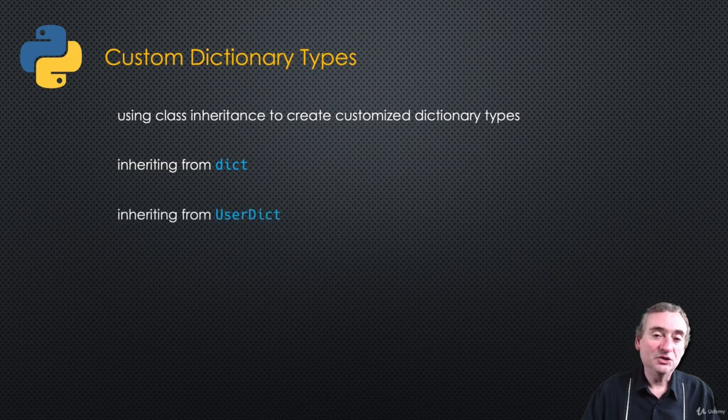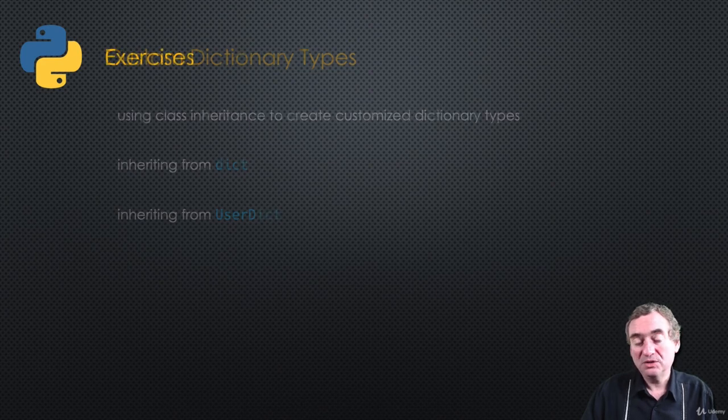Now, I will then go on to show you why inheriting from UserDict is probably preferable. It probably will work the way we expect things to work, because a few things when we inherit from dict won't work the way we expect them to work.